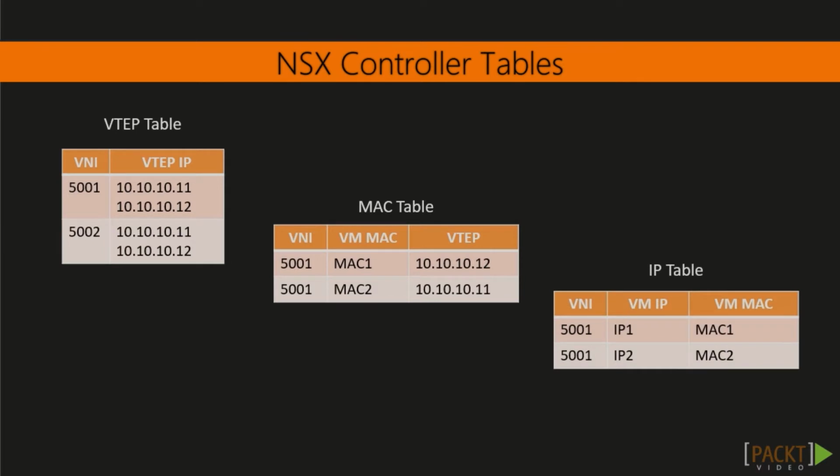And the last table is the IP table. This one contains the mapping between the VNI, the IP address of the virtual machine, and the MAC address of the virtual machine. This one is used to suppress ARP broadcast traffic because the NSX controller is able to answer an ARP request on behalf of the VTAP, or more precisely, on behalf of the destination virtual machine.